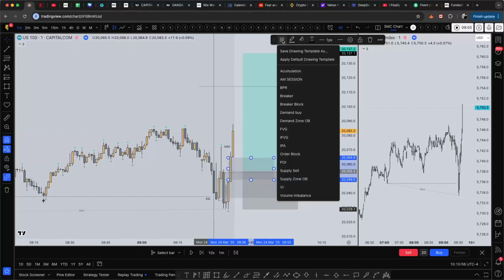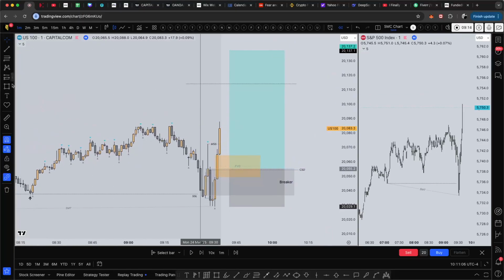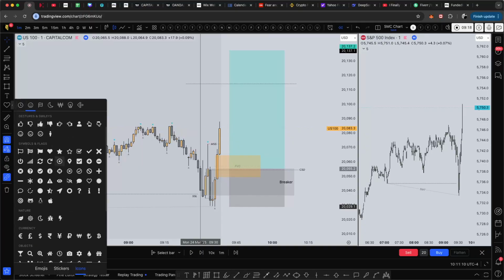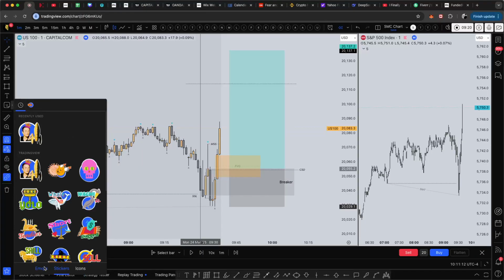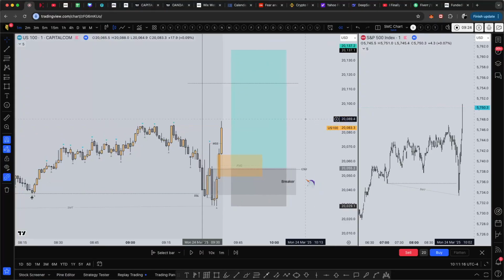So right here, this is a bullish fair value gap. A bullish fair value gap right here in this case, this imbalance right here. On top of this breaker, it turns into a unicorn, right? This is what's known as a unicorn pattern from ICT. It's a unicorn entry model.